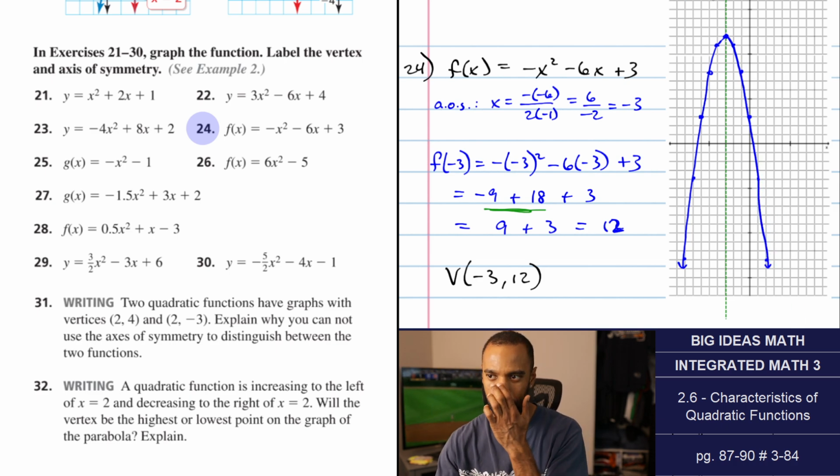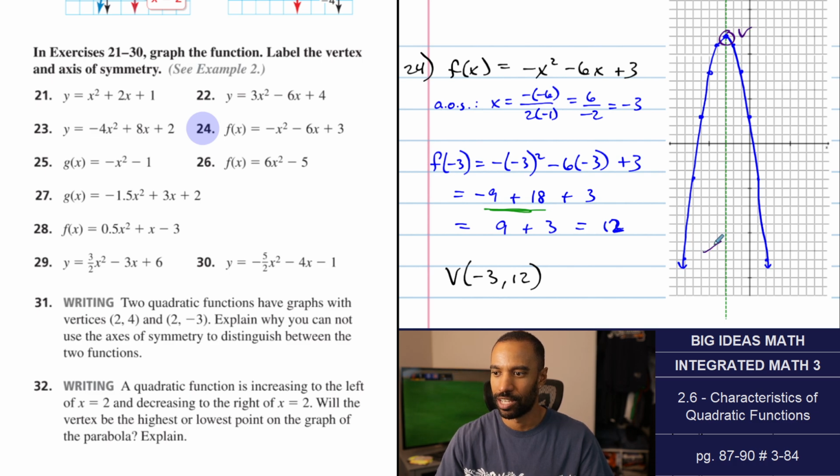Sorry, I really have to focus. Okay. Intent focus. Vertex. Axis of symmetry.